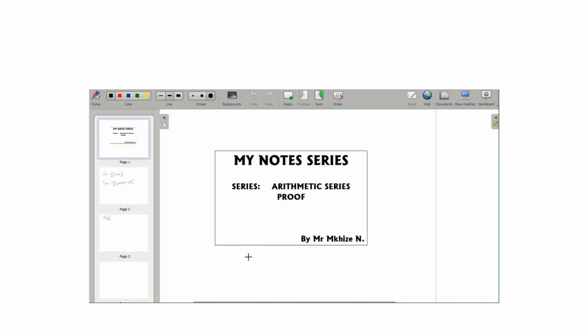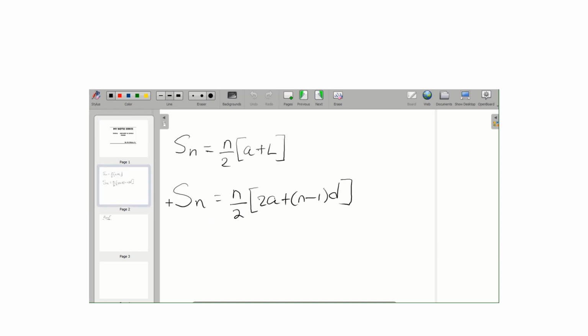Hello, so in this video we are going to be looking at how we can prove an arithmetic series formula, or formulae, because there are actually two. The first one is when you have this letter L, which represents the last term. The second one, which you'll find in your data sheets, can be used whether you have the last term or even if you don't.